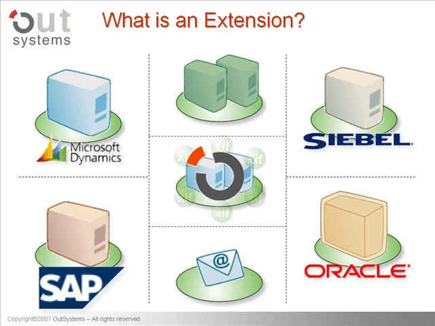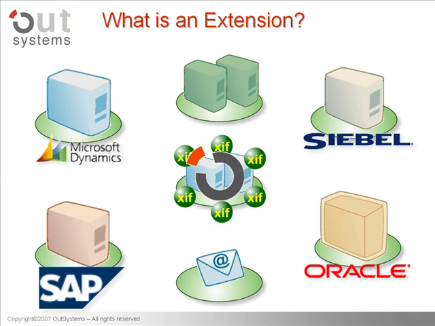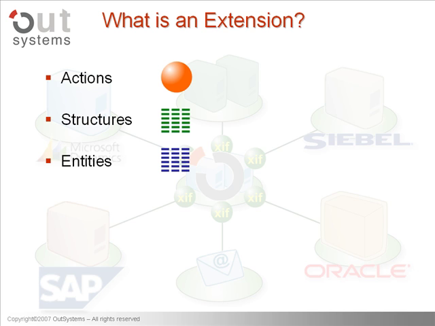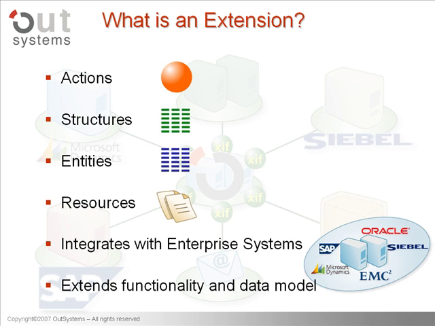That's where the extensions come in. Extensions are our electricity lines, our pipes, our mailboxes. They allow us to integrate and communicate with external systems such as the ones mentioned before. They are the foundation of the OutSystems integration architecture. An extension is a set of actions, structures, entities, and resources that integrate with enterprise systems and extend the existing functionality and data model of the OutSystems platform.